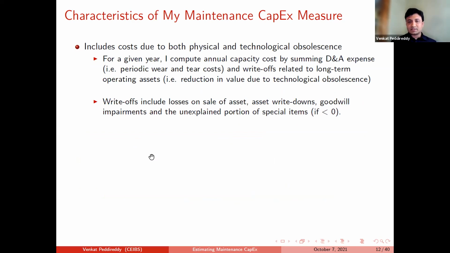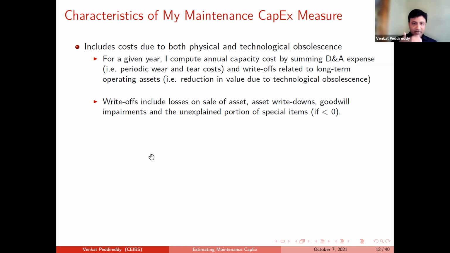Now, given this background, I would like to describe 4 main characteristics which I consider before modeling the maintenance capex cost. The first and primary thing is I want to include both the wear and tear cost, the physical cost, as well as the technological obsolescence cost. That's my primary motivation, right?